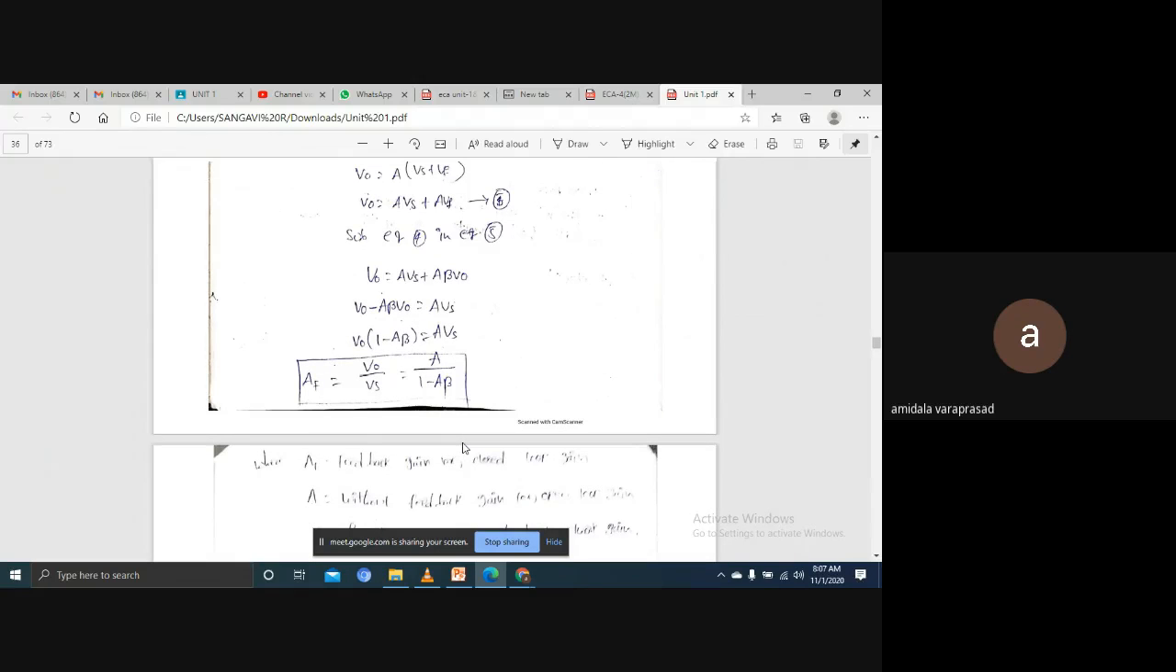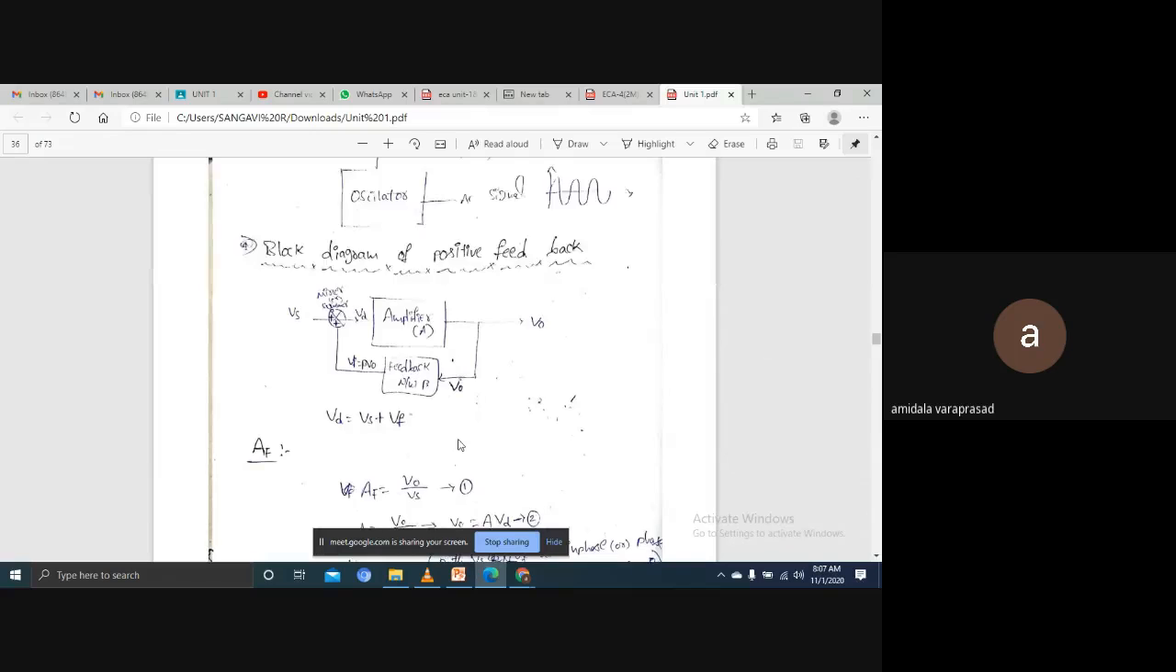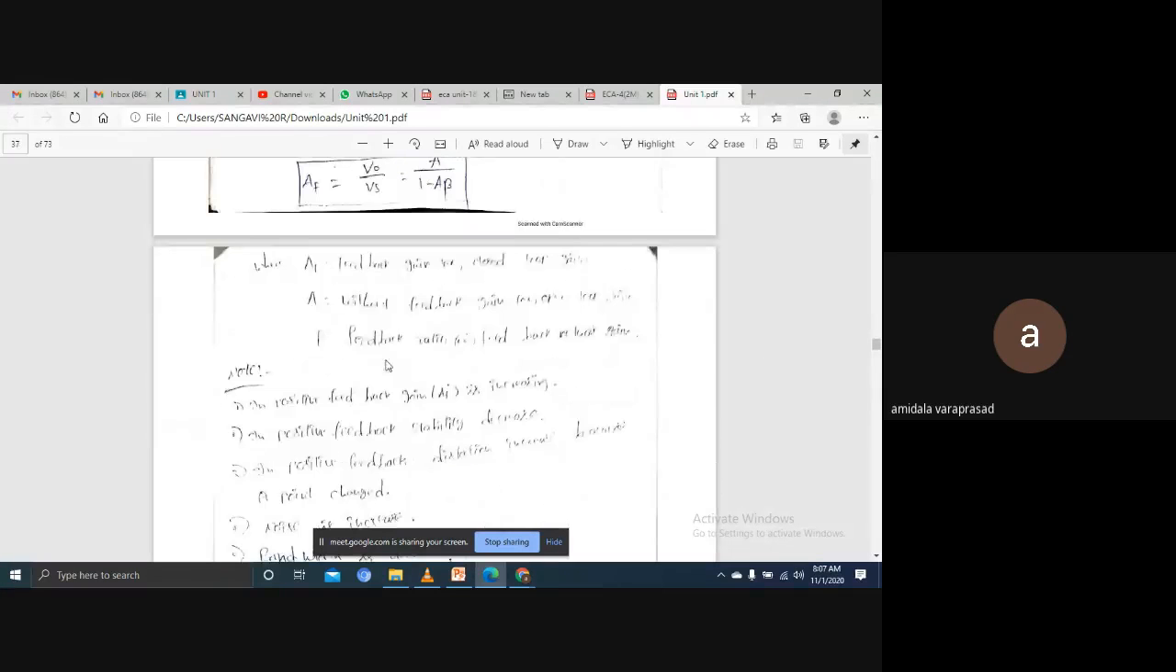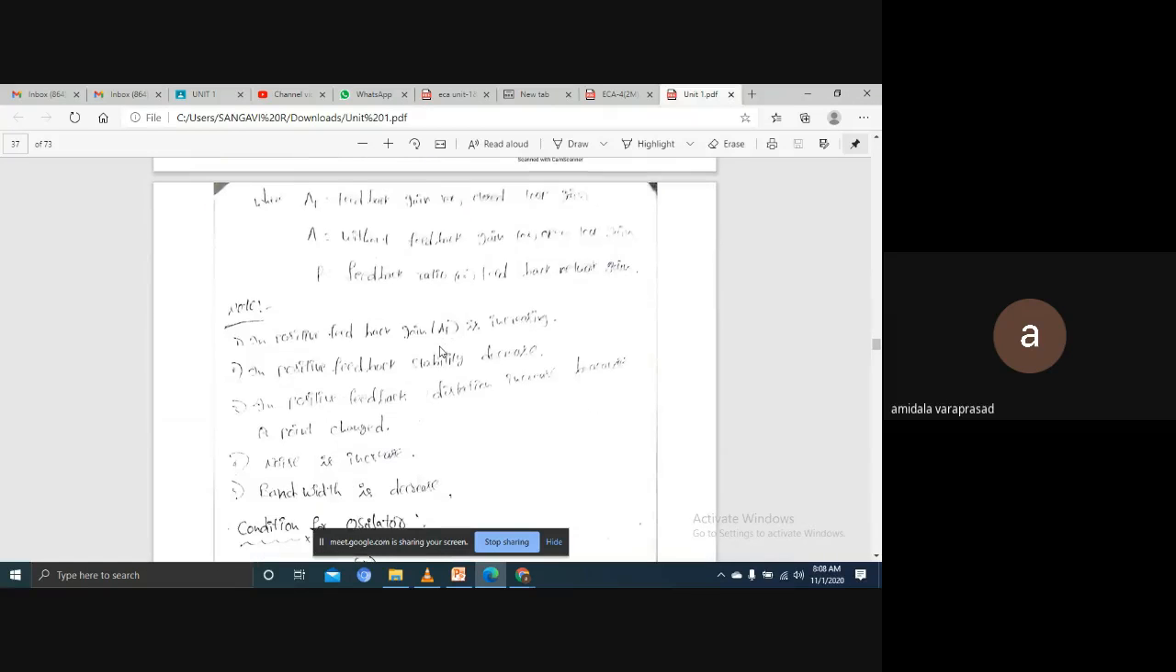Overall gain is V naught by Vs. If you send Vs to this side and 1 minus A beta to this side, we get V naught by Vs, the overall gain, or I can call it the closed loop gain. Closed loop gain means positive feedback amplifier gain. Af is equal to V naught by Vs, which is A by 1 minus A beta. We know that Af is the feedback gain or closed loop gain, A is the gain without feedback or open loop gain, and beta is the feedback ratio or feedback network gain.